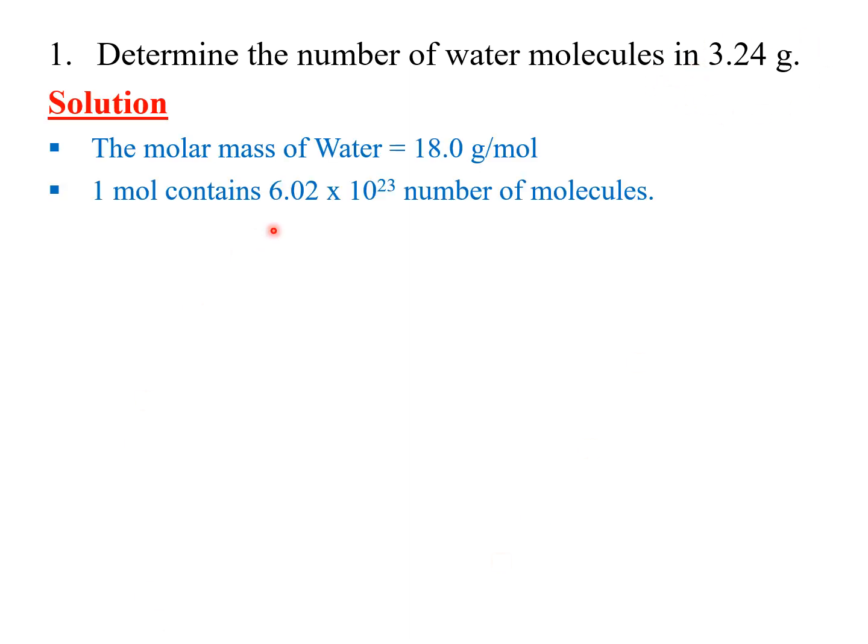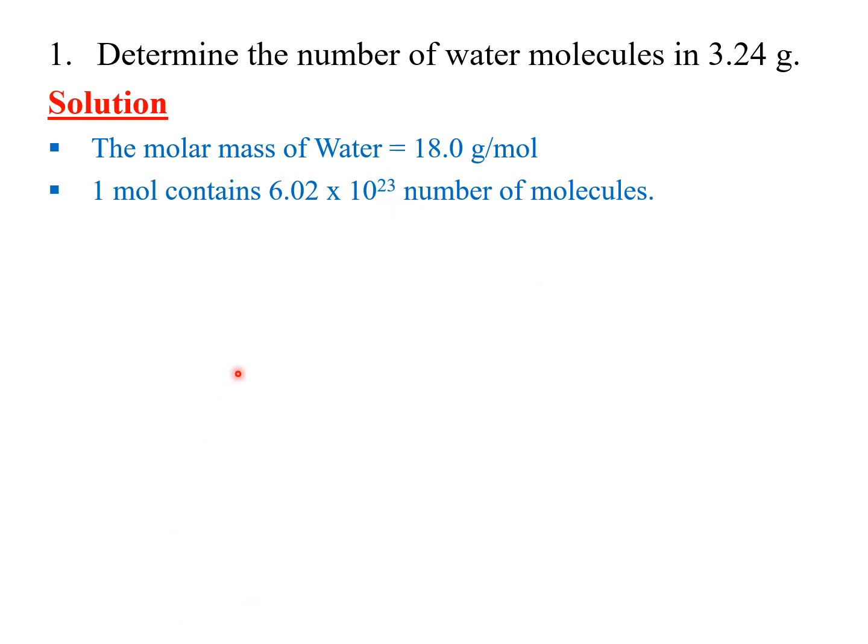So we need two pieces of information. One is the molar mass of water, which is 18.0 grams per mole. And another piece of information we need: 1 mole of any substance contains Avogadro's number of molecules. So 1 mole contains 6.02 times 10 to the 23 molecules.